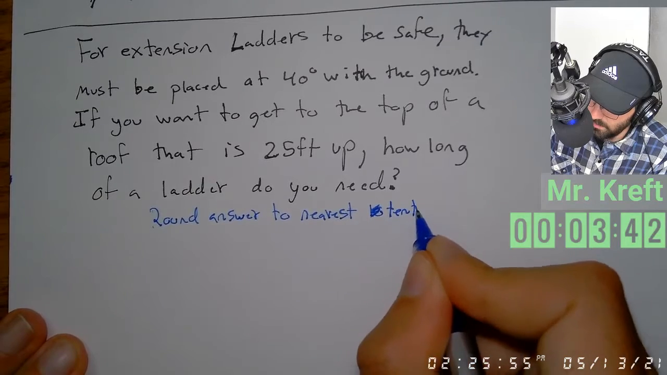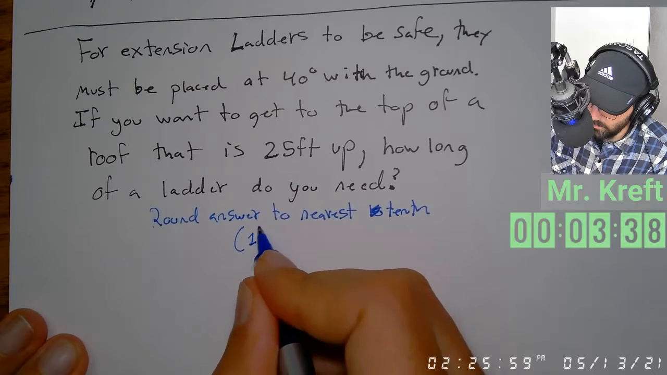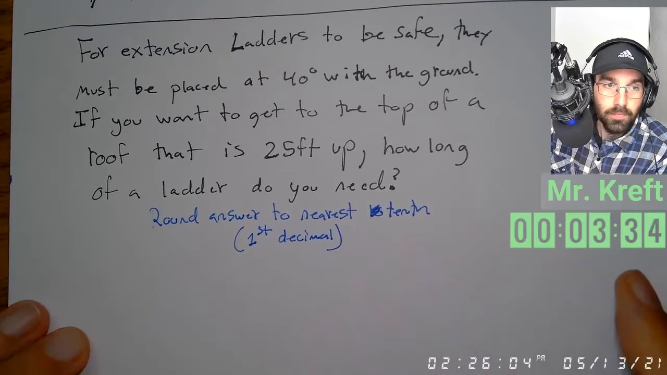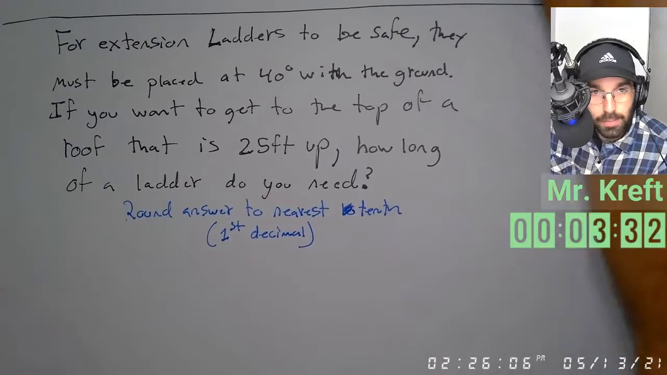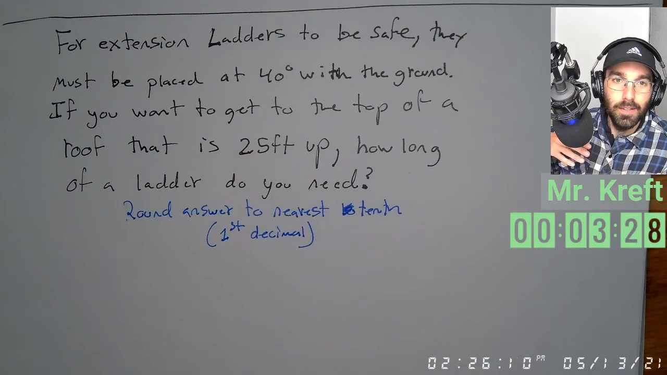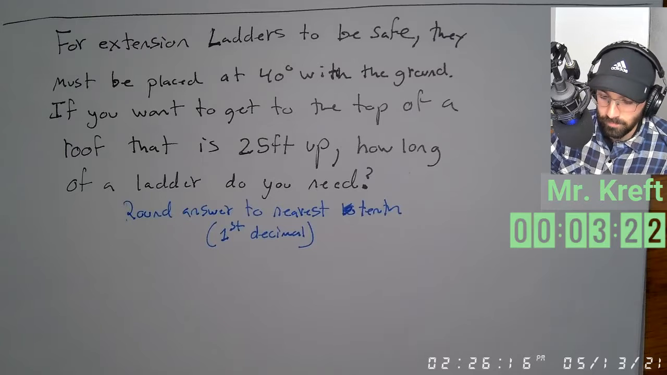That's the first decimal. Okay, so draw a picture, label it, figure out what trig ratio you're going to use, and find the length of the ladder.